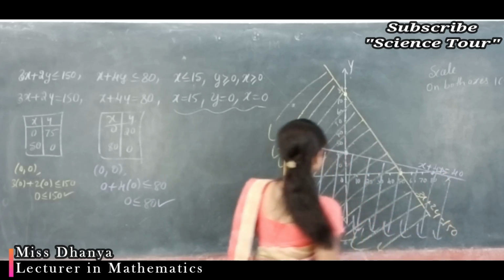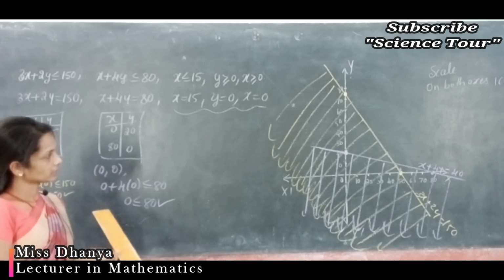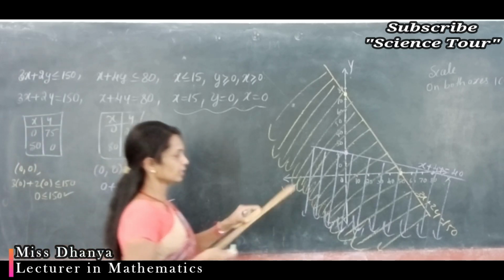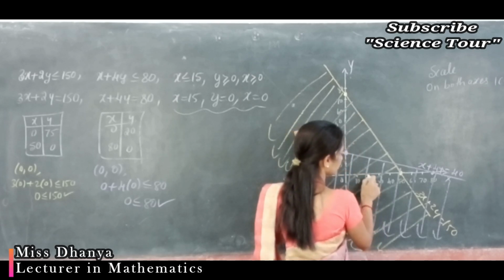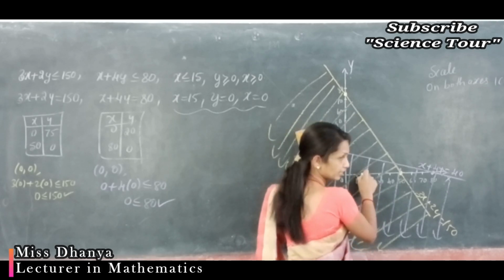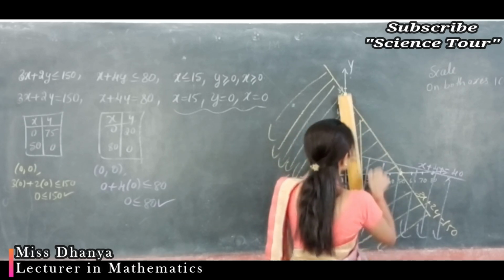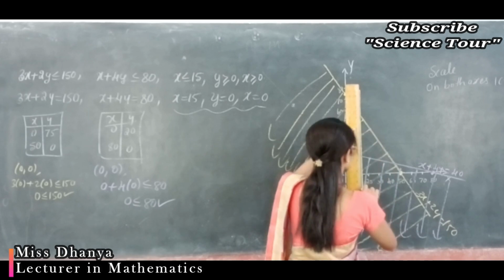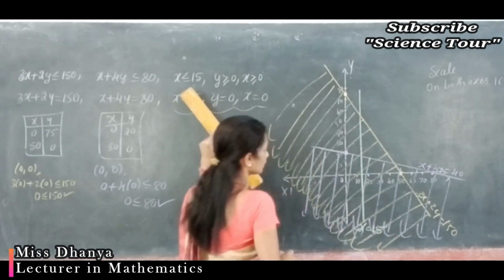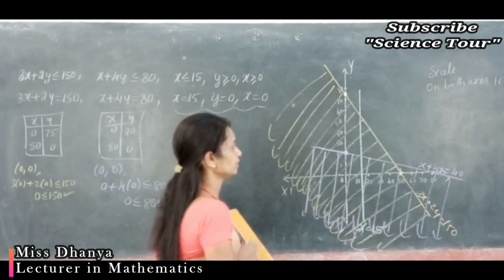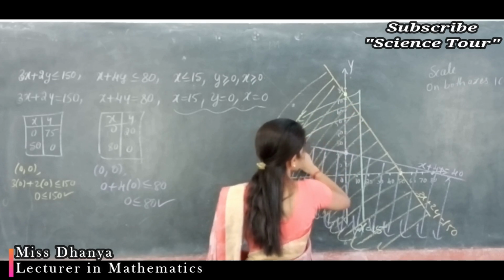Next line is x equal to 15. That is the vertical line passing through 15 on the x-axis, exactly in between 10 and 20. So draw a vertical line passing through that. Then x less than or equal to 15 means the left side of the x equal to 15 line; the left side of this vertical line you have to shade.